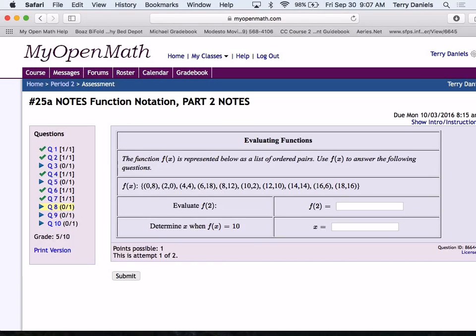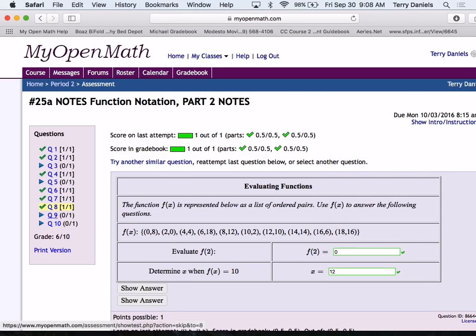All right, so that should have taken about 15 seconds. f of 2 is equal to what? Tell me. 0, because we're looking at this ordered pair right there. Determine x when f of x is equal to 10, so what is that value? 12. It is 12, because now we're looking at when the output is 10, that will be that situation right there, and that would be it.